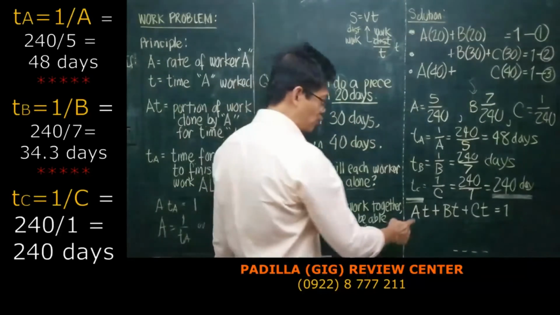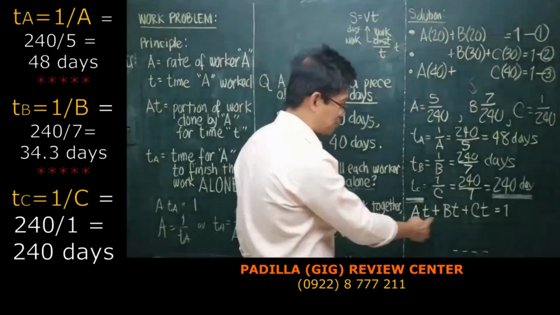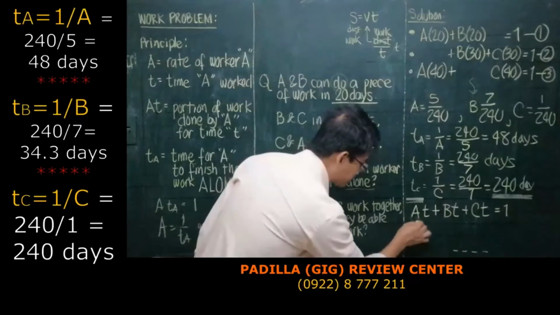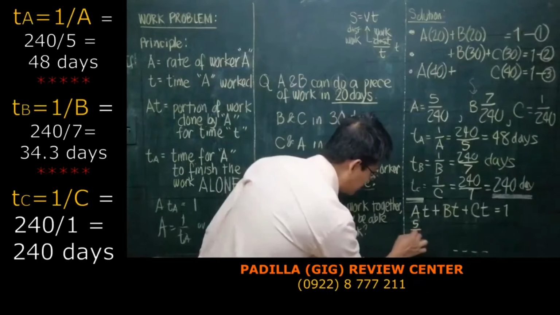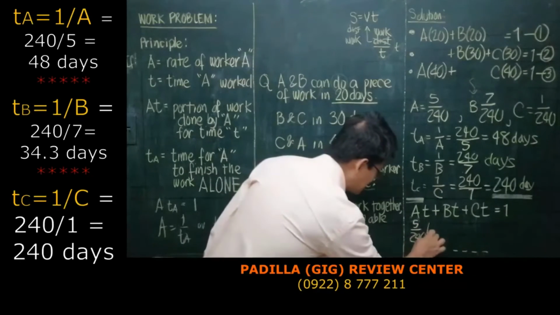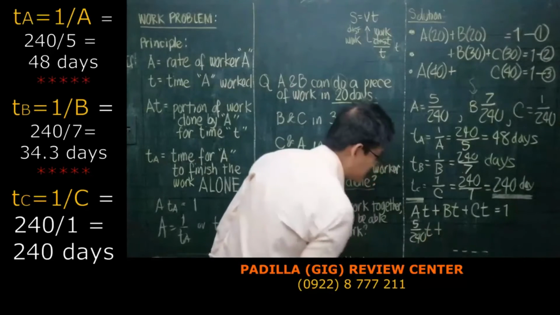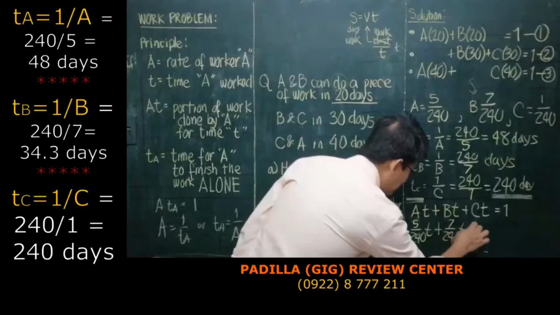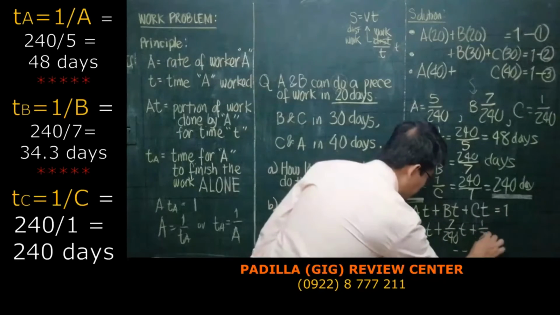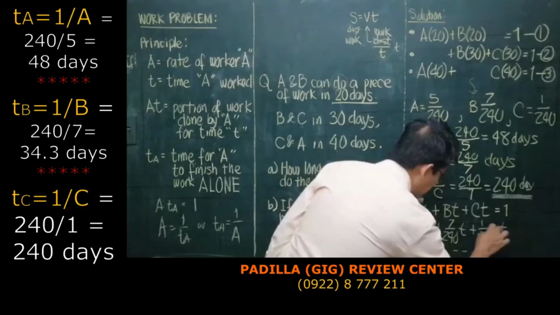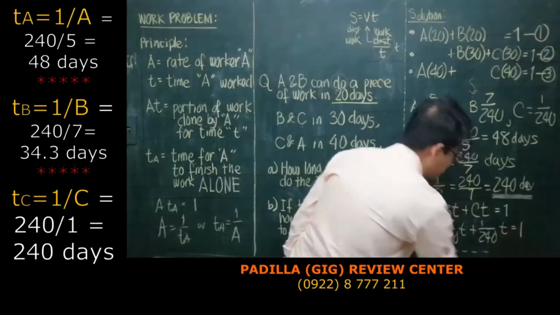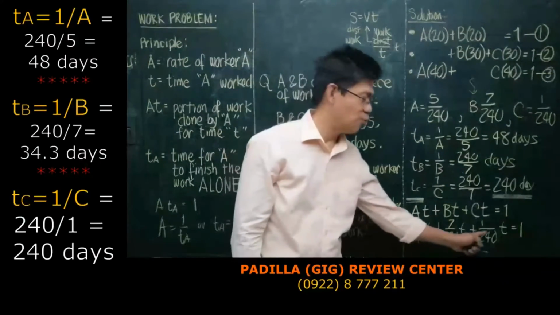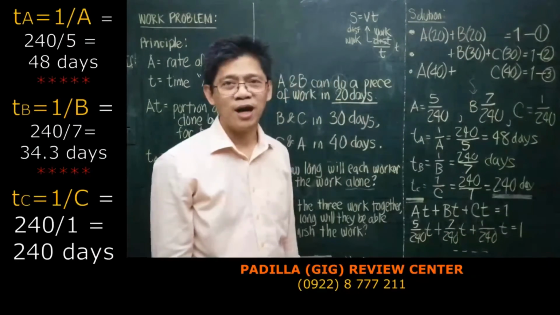So all you need to do is substitute A, substitute B, substitute C. You have A is 5 over 240 T, B is 7 over 240 T, C is 1 over 240 T, and this is equal to 1. One equation involving T will be able to solve our T.